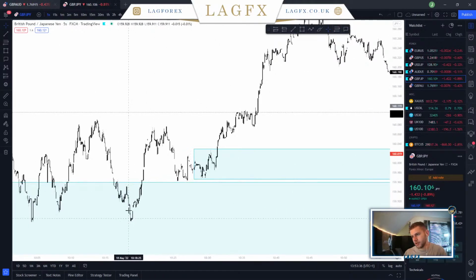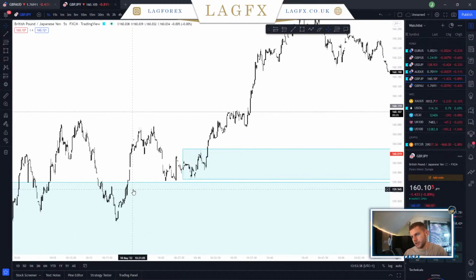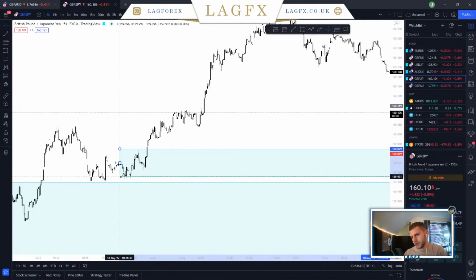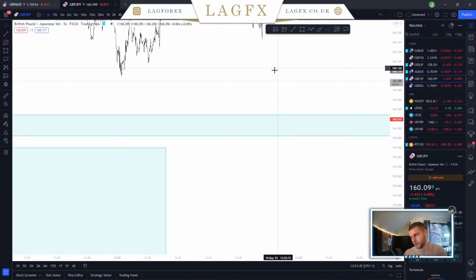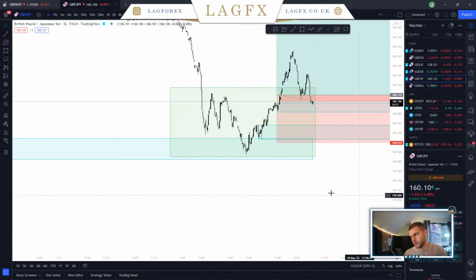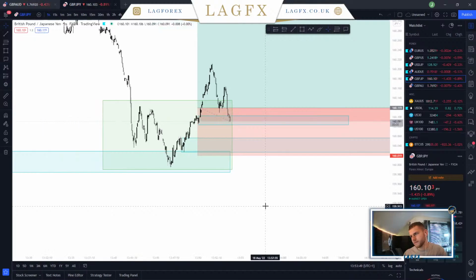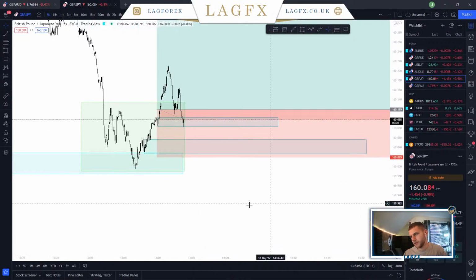Just want to make sure that this is a nice zone to be watching. I think probably refined to that. I don't know if that means that the zone holds. Yeah, it does. Okay. See how price reacts here.